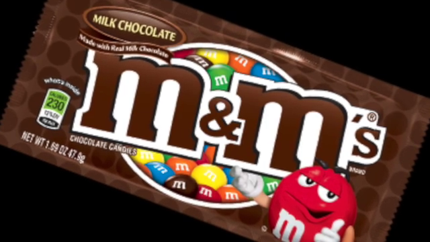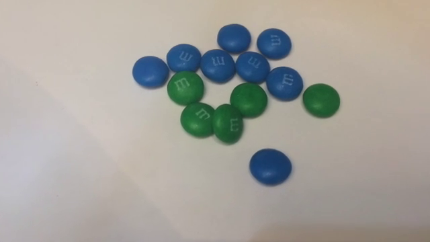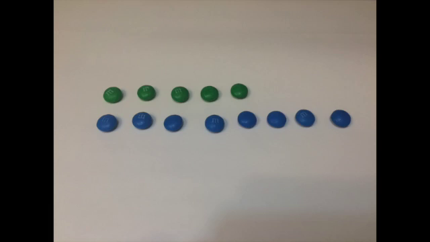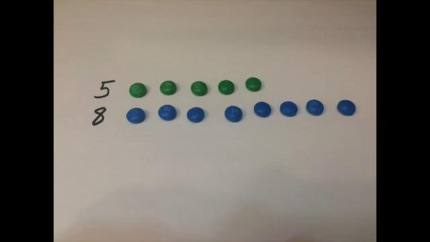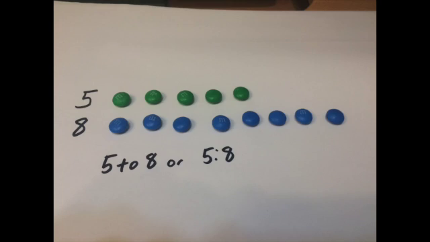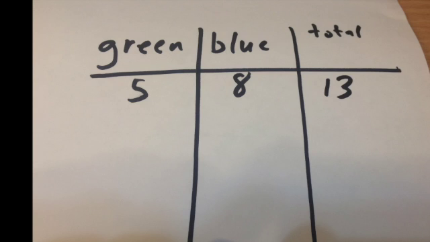I want to look at some M&Ms. I'd rather eat the M&Ms, but let's count them instead. Okay, I have some green M&Ms and some blue M&Ms. If I count them, I have 5 green M&Ms and 8 blue M&Ms. So that's 5 to 8, or written 5:8, or 5/8. Those are all correct ways to write it. 5 green, 8 blue, a total of 13 M&Ms.